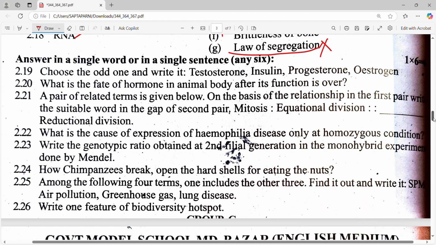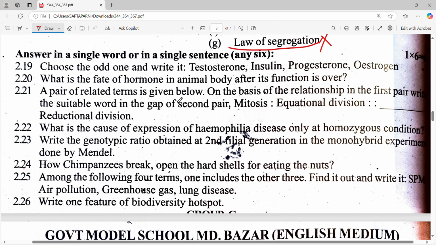Okay, now we have to answer in single word or single sentence. Choose the odd one out from here. Testosterone, insulin, progesterone, estrogen. See, insulin is not a steroid hormone, whereas testosterone, progesterone, estrogens are steroid. So here the odd man out is insulin. What is the fate of hormone in an animal body after its function is over? After its function is over, the hormones gets destroyed in animal body.